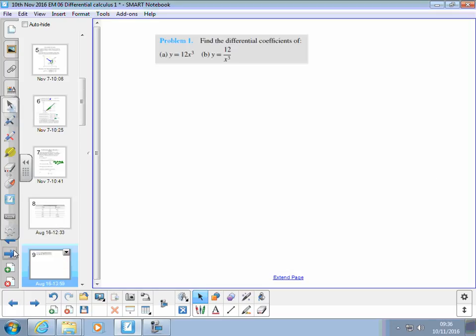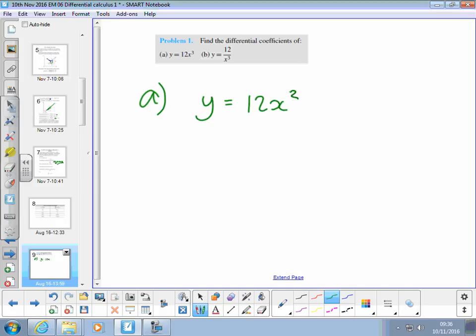So let's have a look at a couple of examples. We've got y is equal to 12x cubed. Okay. The process is, the index here, write that out again, the index comes down there and multiplies, okay, and then we take 1 off the index.